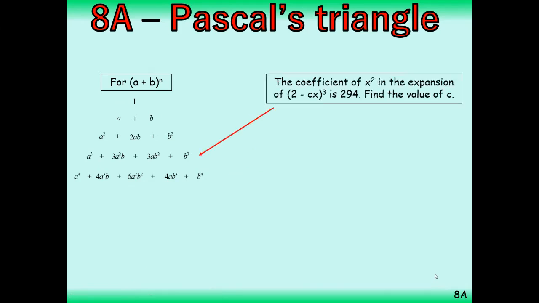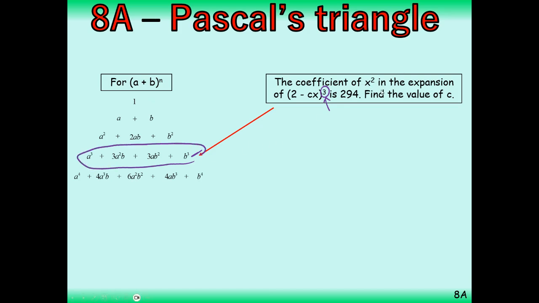So next question, you've been told that the coefficient of x squared in this expansion is 294, and you're asked to figure out the value of the constant c there. Notice I'm calling it a constant because the only variable in this expansion is x. So we're going to work backwards. Which row are we going to look at? Because the power here is 3, we're looking at the third row here.